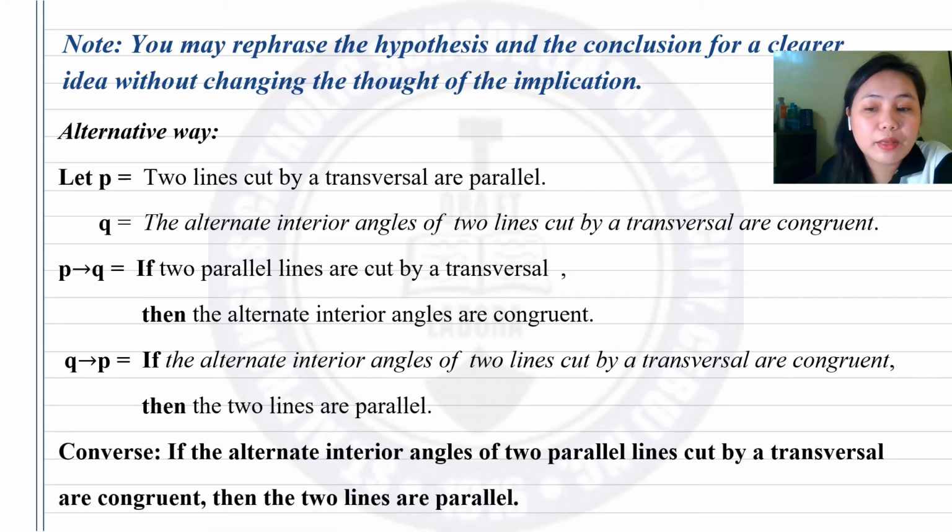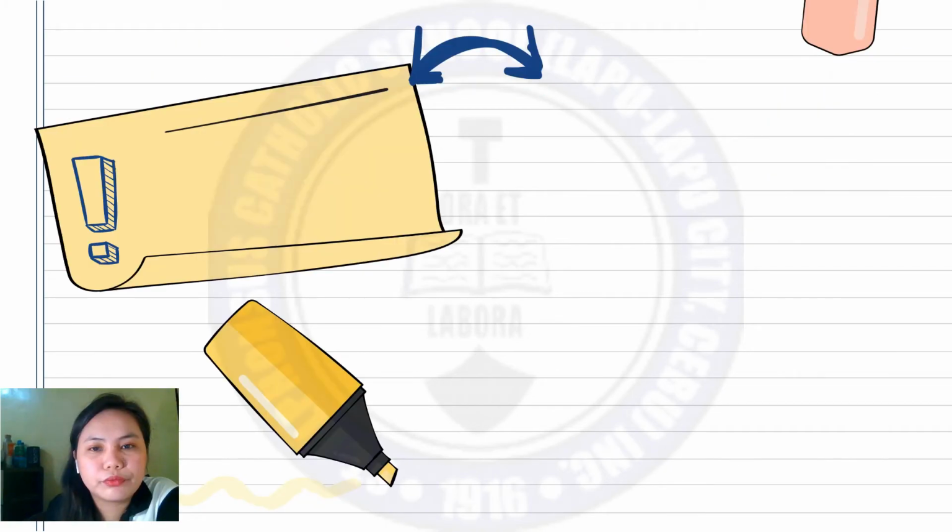So if we say what's the converse of this conditional statement, its converse will be: if the alternate interior angles of two parallel lines cut by a transversal are congruent, then the two lines are parallel. So this is an alternative way of stating your converse statement. Just make sure, again, that you have a clear idea without changing the thought of the implication.